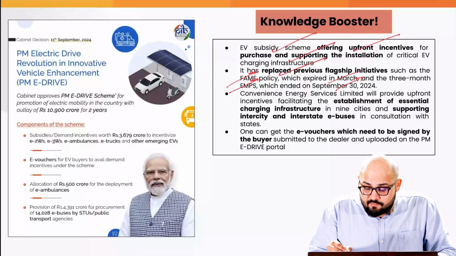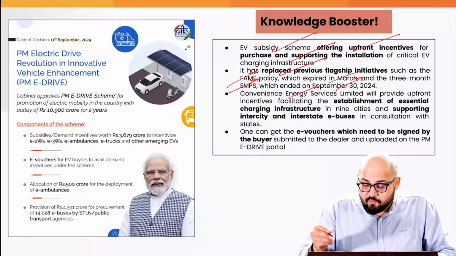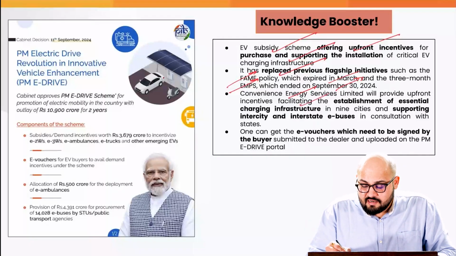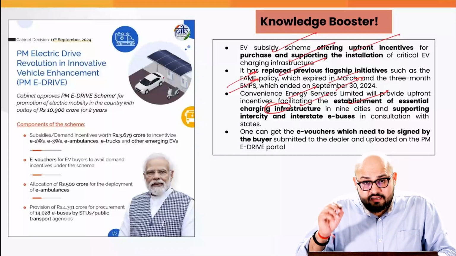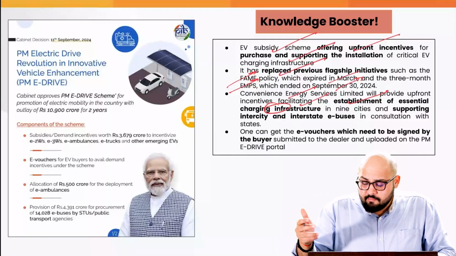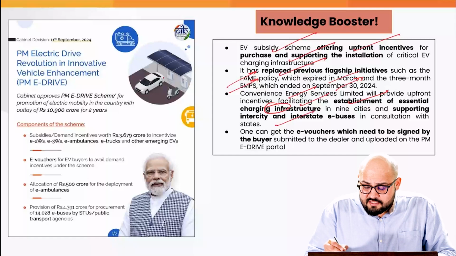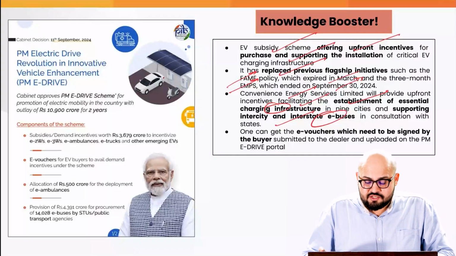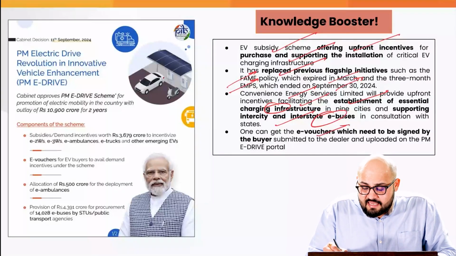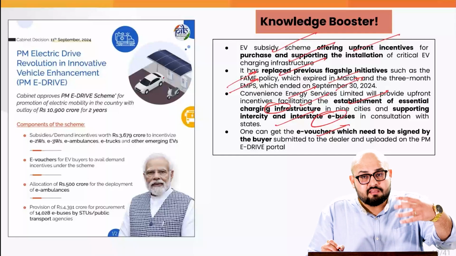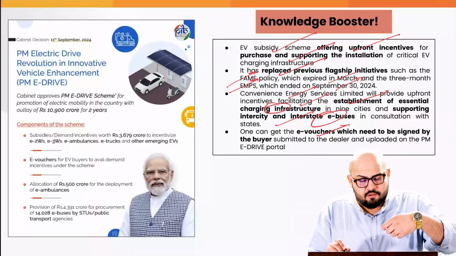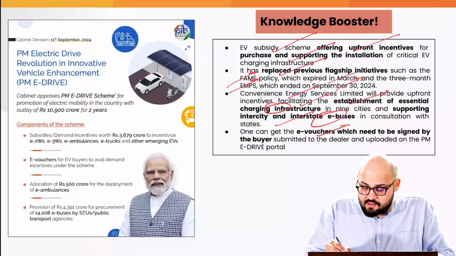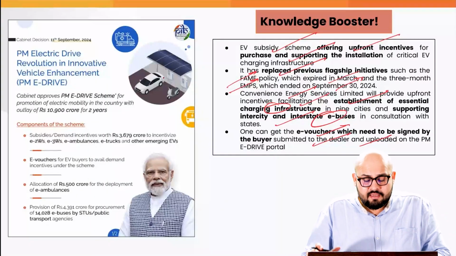2024. Convergence Energy Services Limited will provide the upfront incentives, facilitating the establishment of essential charging infrastructure in the country, in 9 cities, for example Delhi, Mumbai, supporting the intercity and interstate e-buses in consultation with the states. One can get the e-vouchers which need to be signed by the buyer. Now again, if you're purchasing an electric vehicle and you want the subsidies, you can go through this mode, submit it to the dealer and upload it on the PM eDrive portal.